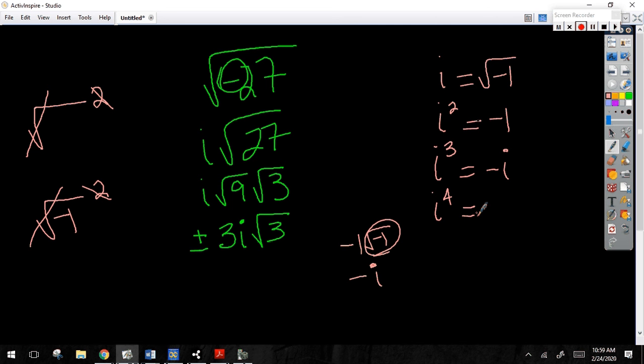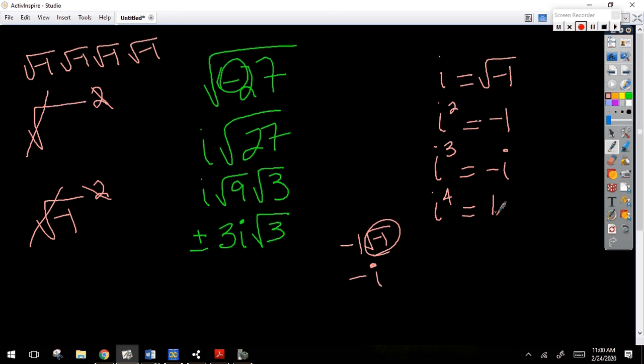What would the square root of negative 1 times the square root of negative 1 times the square root of negative 1 times the square root of negative 1 be? Positive 1.